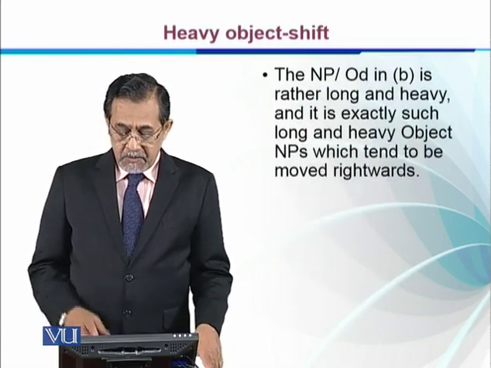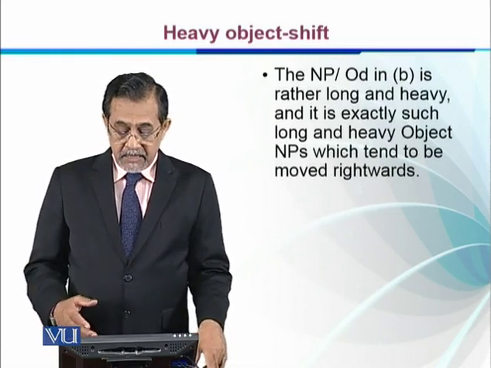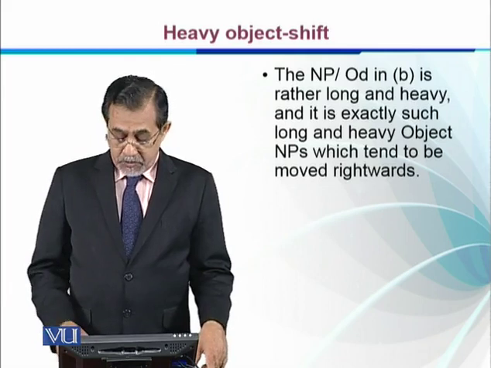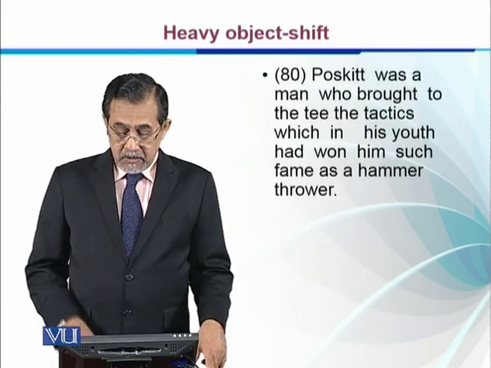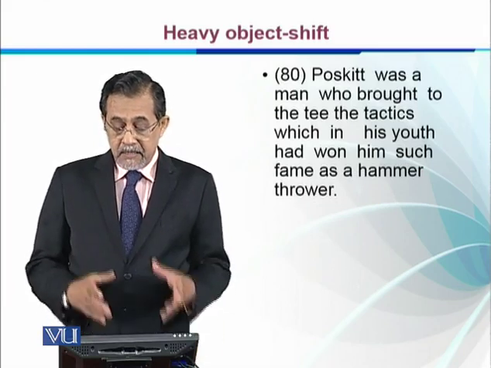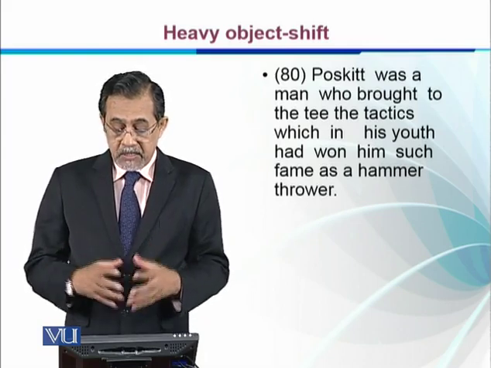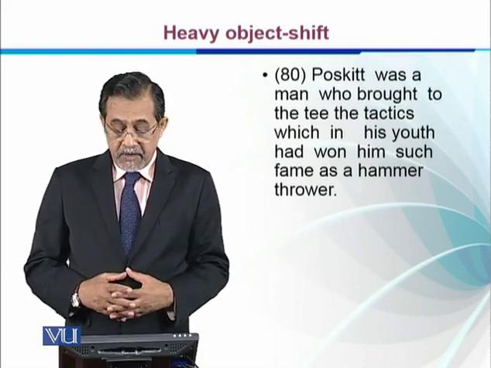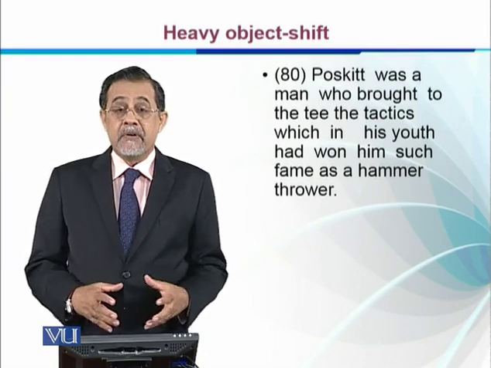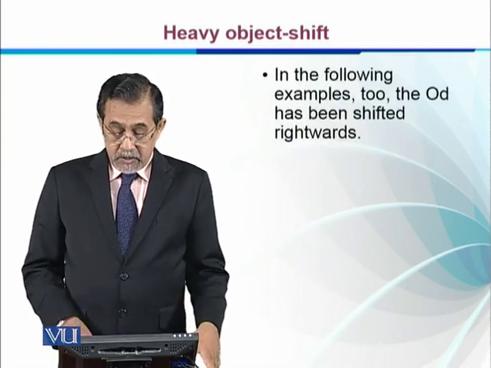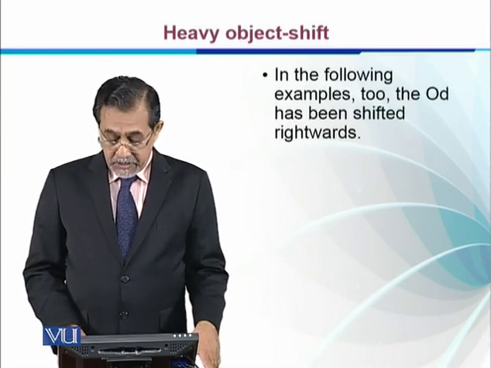So the NP OD in B is rather long and heavy, and it is exactly such long and heavy object NPs which tend to be moved rightwards. Here is another example from P. G. Wodehouse. Poskett was a man who brought to the tea the tactics which in his youth had won him such fame as a hammer thrower. So you can see that the heavier object is moved. So in the full example too, the OD has been shifted rightwards.